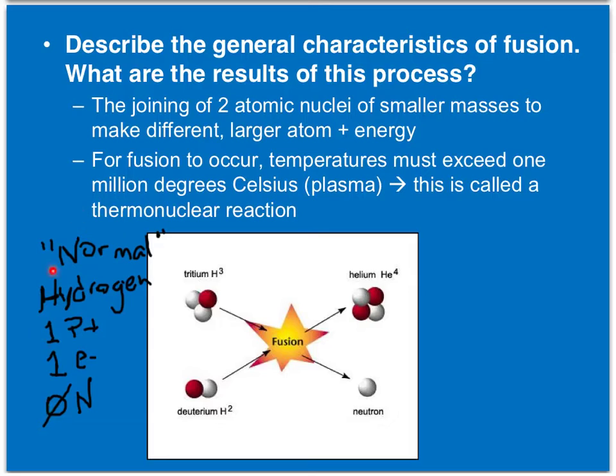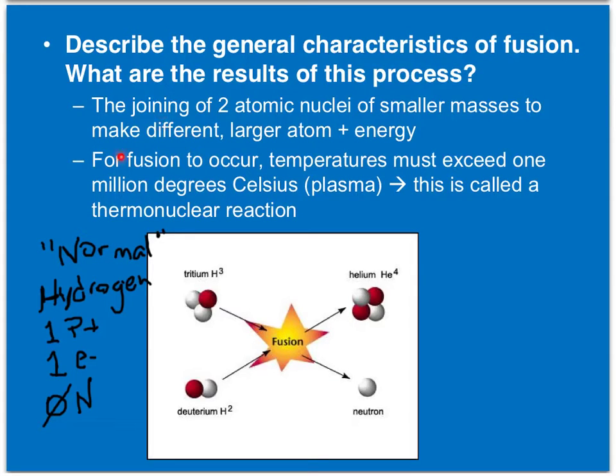So when we look at a normal hydrogen, it just has a proton, electron, and does not have a neutron. But with fusion, we're talking about the isotopes, which means they have these extra neutrons. So they're still hydrogen, but they're a little bit heavier, heavy hydrogen. So what's happening is we're joining two of these nuclei, smaller masses, to create larger atoms, helium, and a lot of energy. Again, this powers the sun.